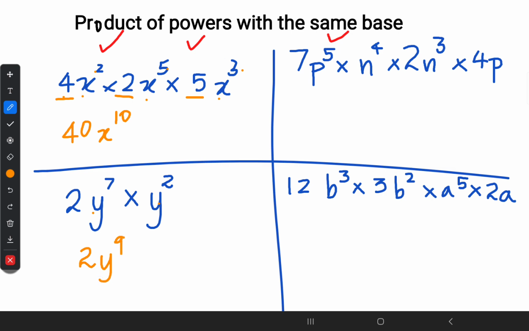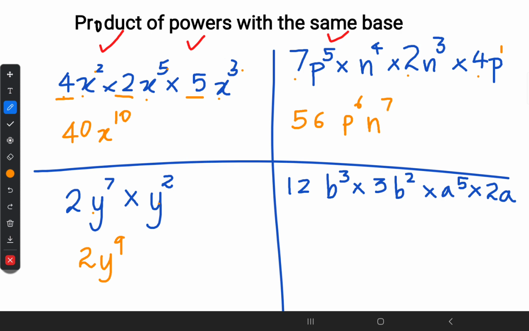Third question, I'll multiply the numbers. 7 times 2 is 14. 14 times 4 is 56. P. There are some P, P power of 5, P power of 1. So both together, P power of 5 plus 1 is 6. And N powers, N power of 4, N power of 3, that will become N power of 7.